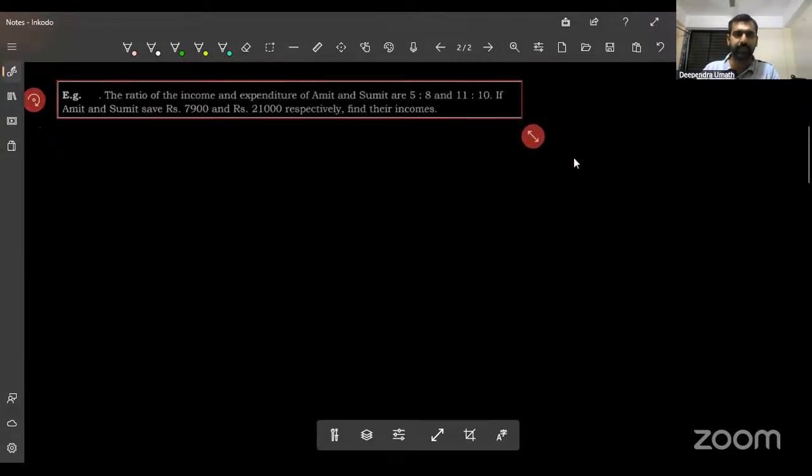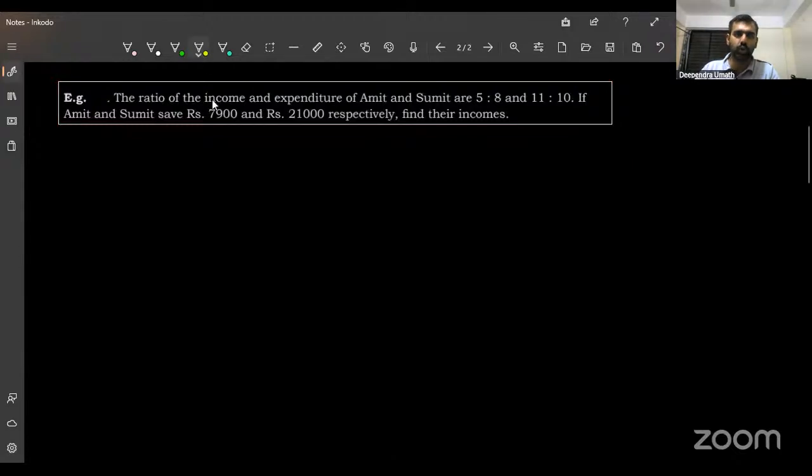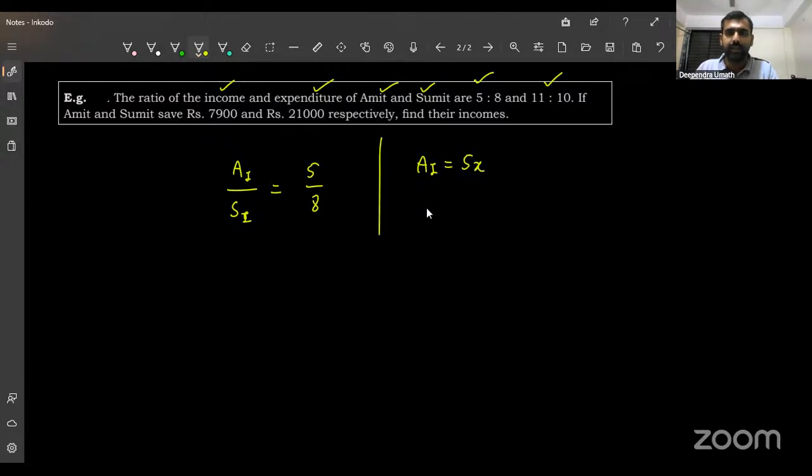What does it say? It says the ratio of income and expenditure of Amit and Sumit are 5:8 and 11:10, which means the income of Amit and the income of Sumit are in the ratio 5:8, which means if Amit earns 5x, then Sumit earns 8x. I hope this part can be concluded quite easily.